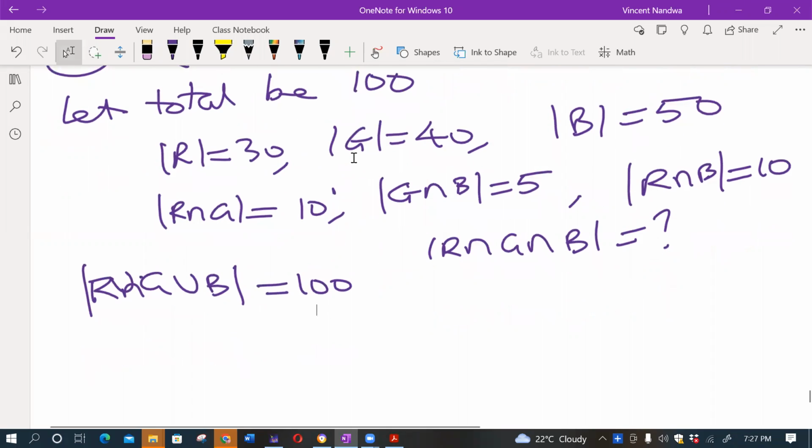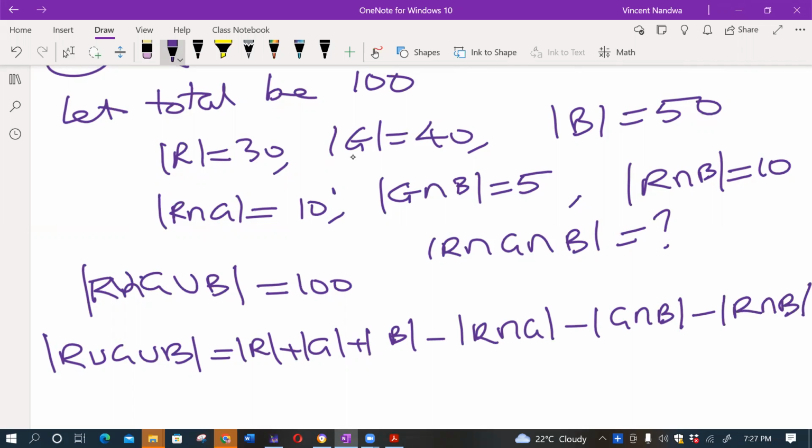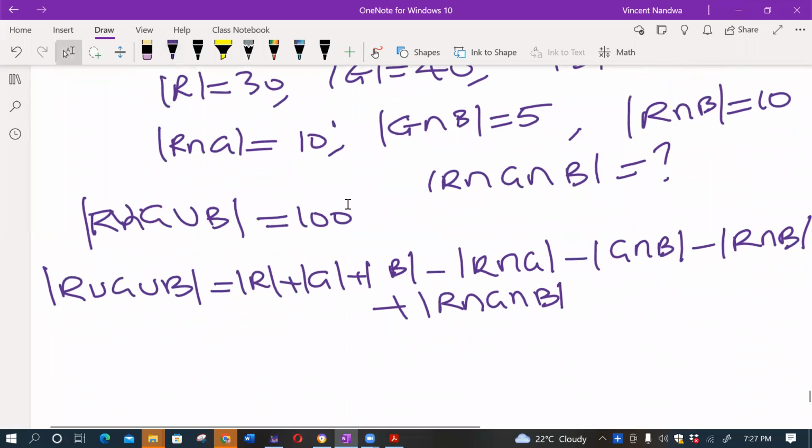Now from the inclusion-exclusion principle, R union G union B is cardinality of R plus cardinality of G plus cardinality of B, minus cardinality of R intersect G, G intersect B, R intersect B, plus R intersect G intersect B. This by definition is the formula for the cardinality of the union of three sets. So then we replace in the values.